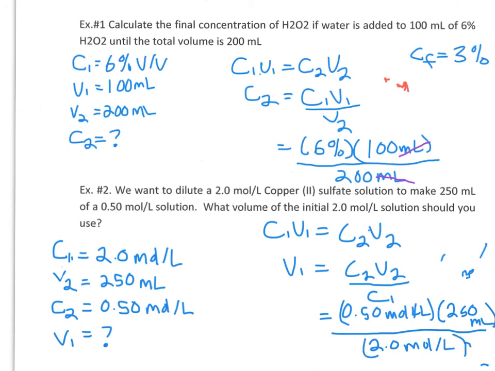You can put that in a bracket if you want. You don't need to. Do a quick unit cancellation. Make sure you've lined this up properly. Mole per liter and mole per liter cancel out, leaving us with milliliters, which is what we want our final answer to be. If you punch this into your calculator, you get 62 milliliters. That's the amount of the 2.0 mole per liter solution you need to dilute to make 250 milliliters of a 0.50 mole per liter solution.